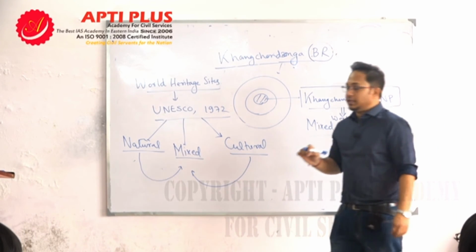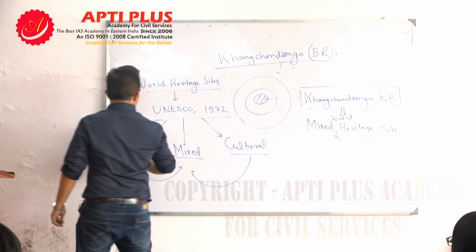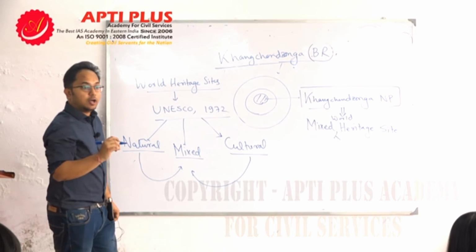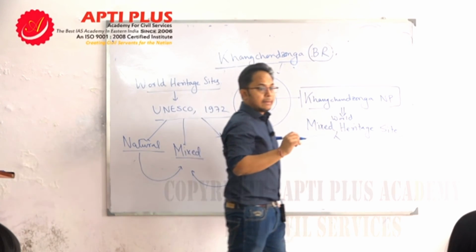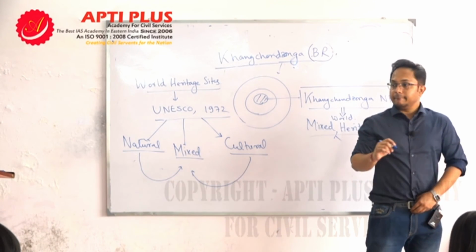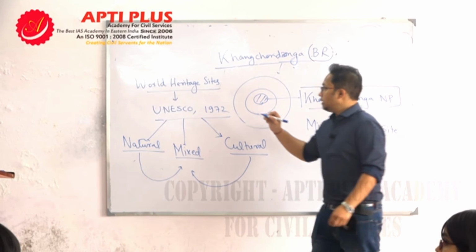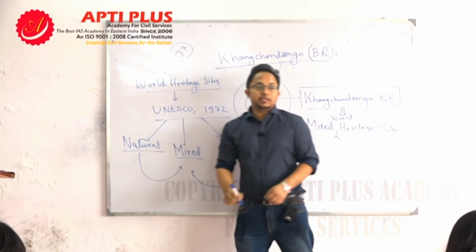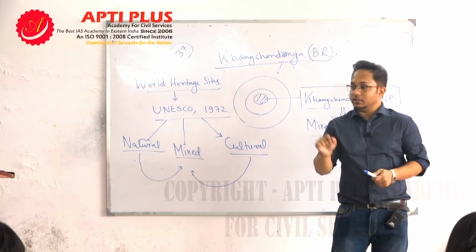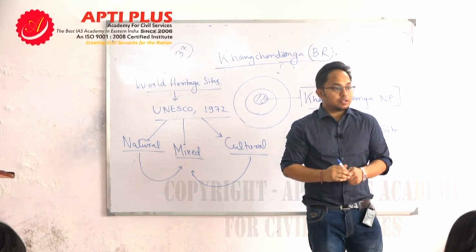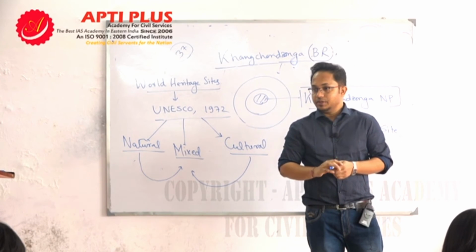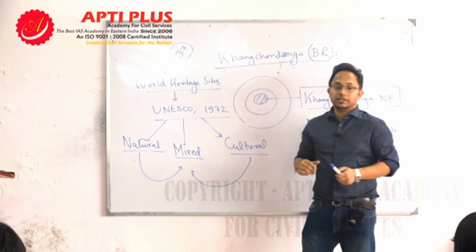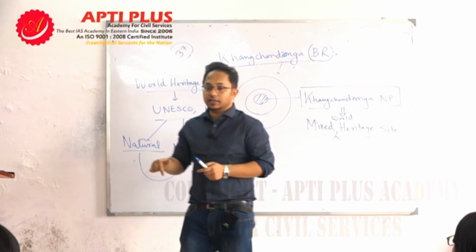If I see specifically India, अगर इंडिया में देखा जाए तो how many world heritage sites are there in India? Any idea? 37, very good. 37 World Heritage Sites are there. And again, it is important in this year's prelims. Why? Because the 37th one was also announced last year. So 37th one is which one? Whether it is a natural, mixed or a cultural heritage site.